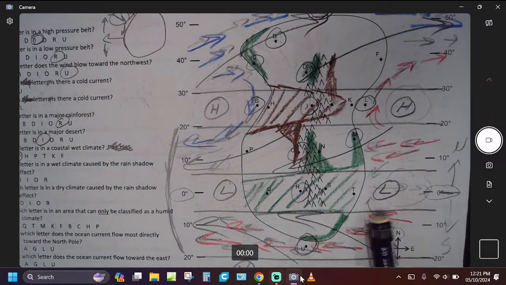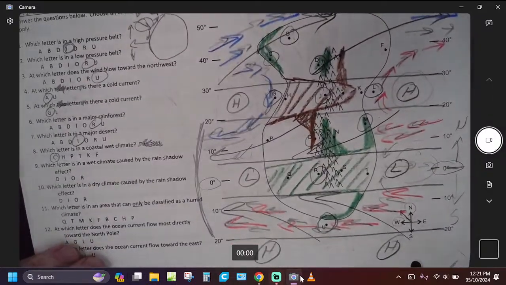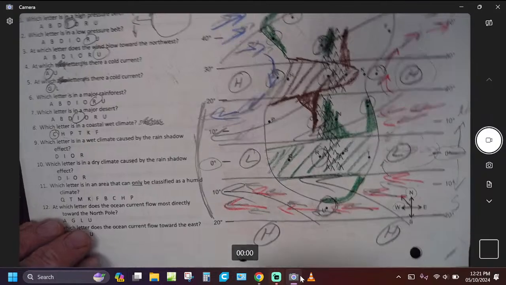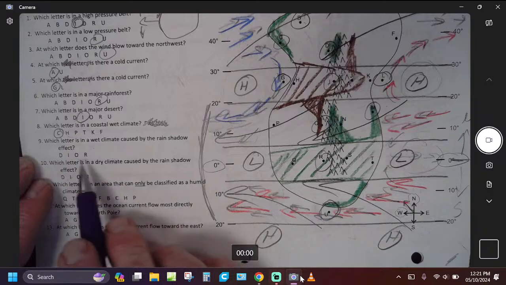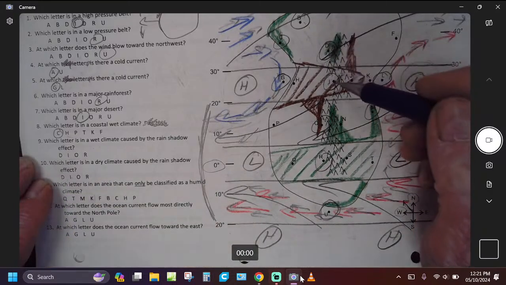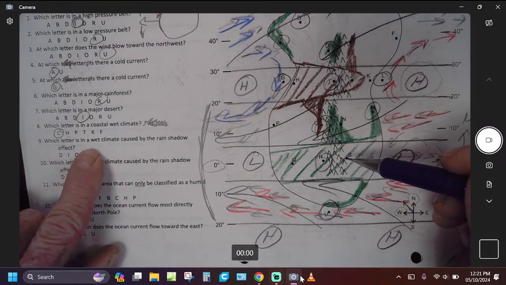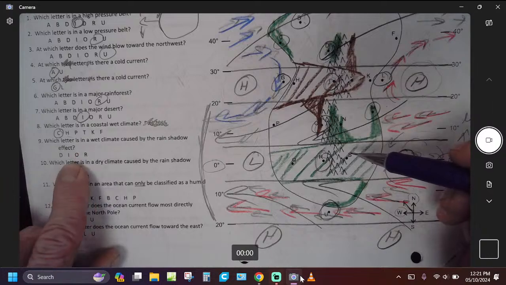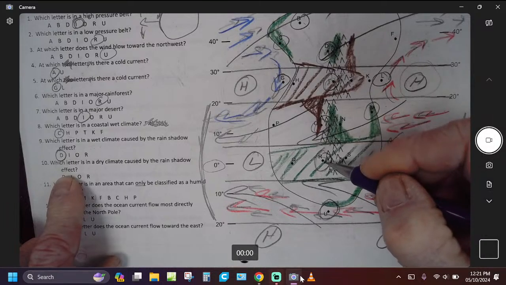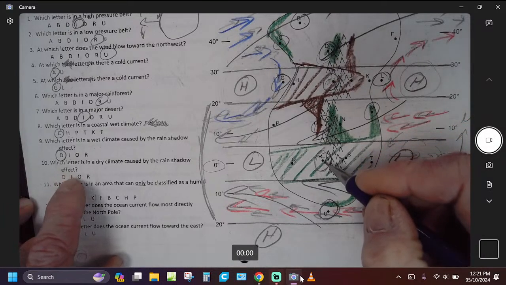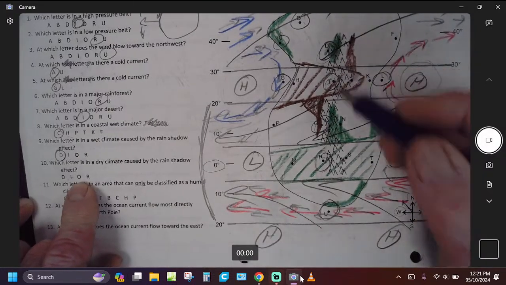One of these questions I'm going to get rid of because we haven't done humid climates, but we can talk about it. So which letters are in a wet climate caused by the rain shadow effect? The choices are D, I, O, and R. Wet climate because of the rain shadow effect. Which one? D. This one right here. O, R is wet, but that's not the rain shadow. That's just low pressure. Which letter's in a dry climate caused by the rain shadow effect? O, right there.